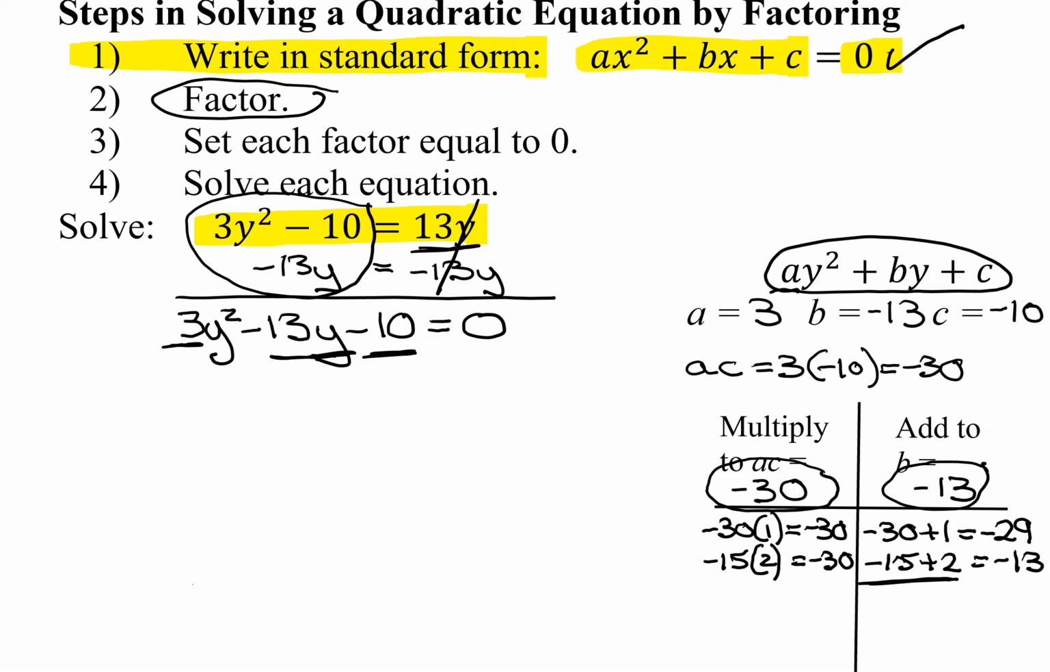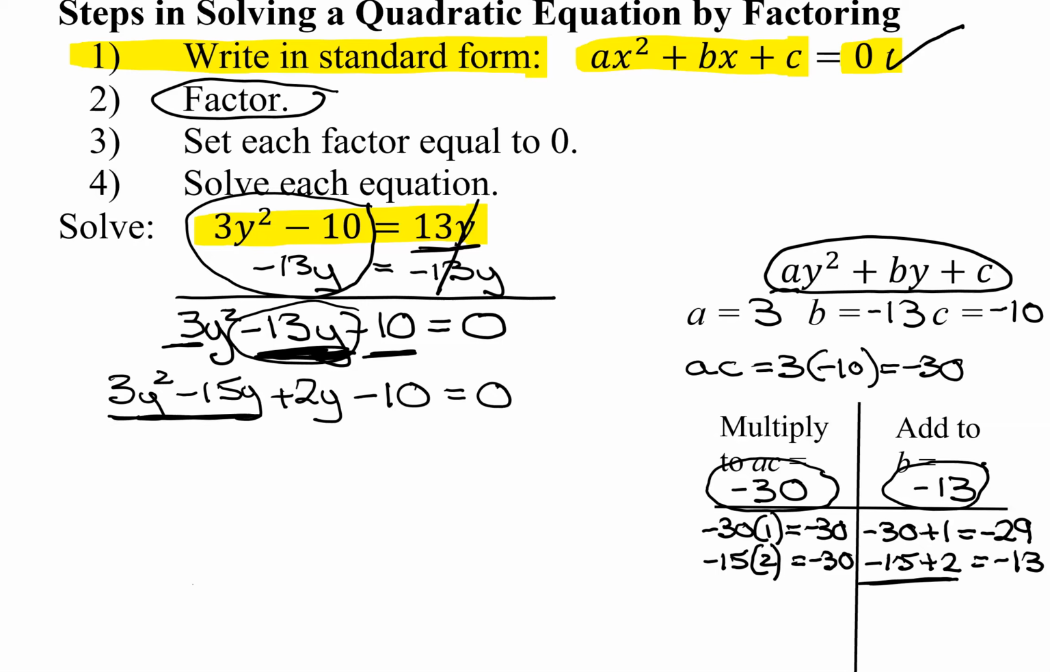Remember, those aren't the factors. What I'm going to do is rewrite this middle term here. So I'm going to write 3y squared minus 15y plus 2y minus 10 equals 0. So instead of a negative 13y, I have negative 15y plus 2y. The reason I do that is now I have 4 terms that I can factor by grouping.